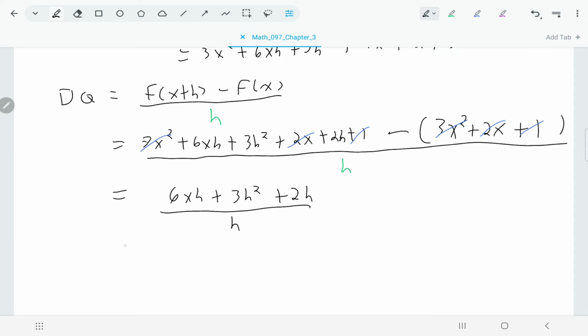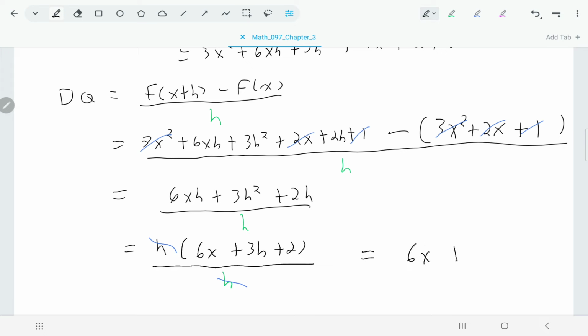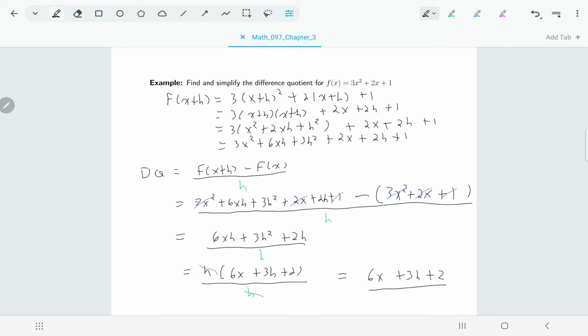And here I notice that I could factor an h out of everybody in the top. And when I do that, I can see that I can now cancel the h that was on the top with the h that I wanted to get rid of, the one that was in the denominator. And so that means for my difference quotient, it simplifies to give me just 6x plus 3h plus 2. And there we go. That's my simplified difference quotient.